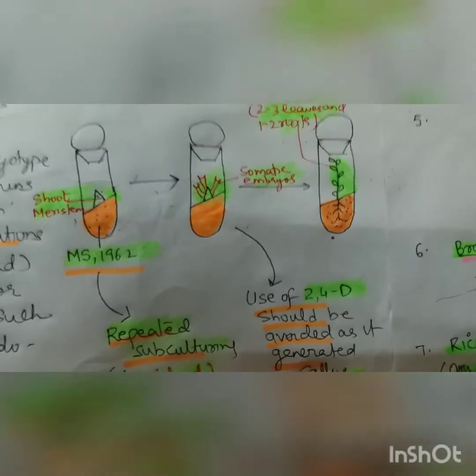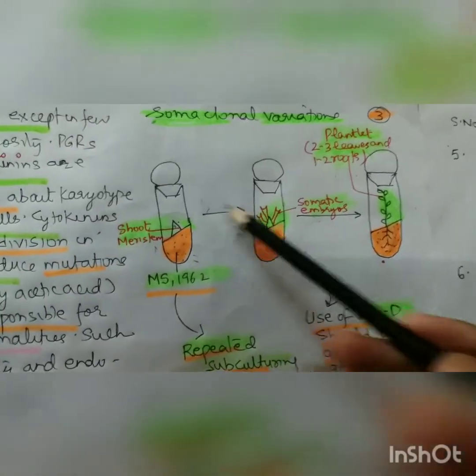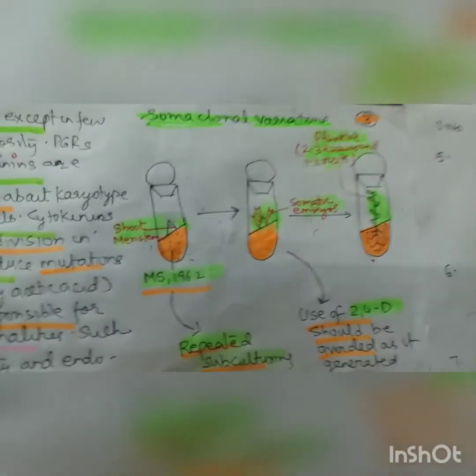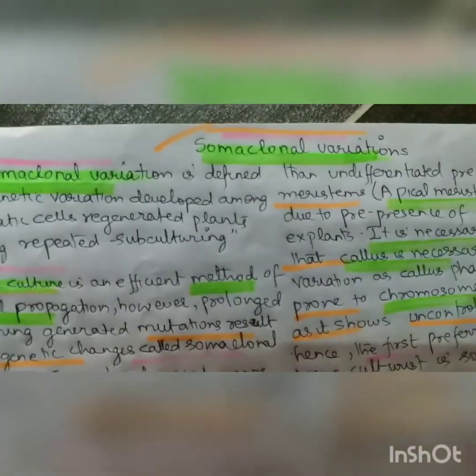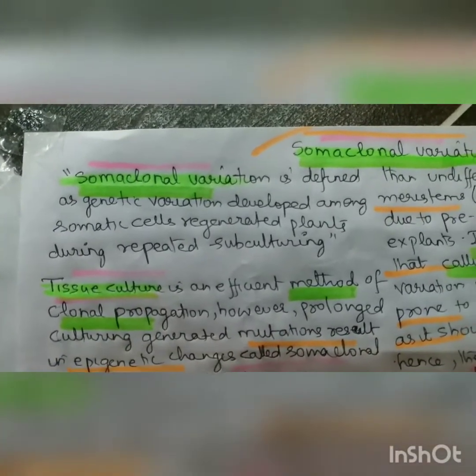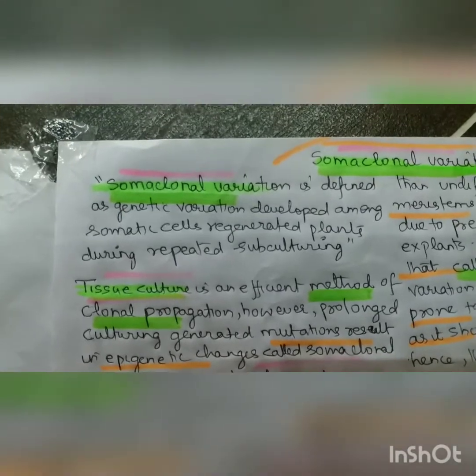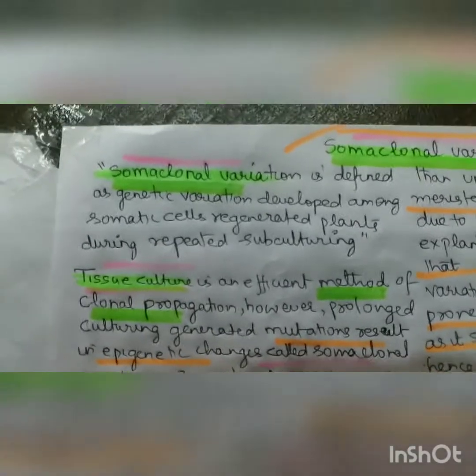So as I said, in the first lecture we did the medium, in the second lecture we did somatic embryogenesis. Now we are doing the somaclone variations. So what are the somaclone variations? That is our today's topic. Somaclone variations are defined as genetic variations which develop among somatic cell regenerated plants during repeated subculturing, right?